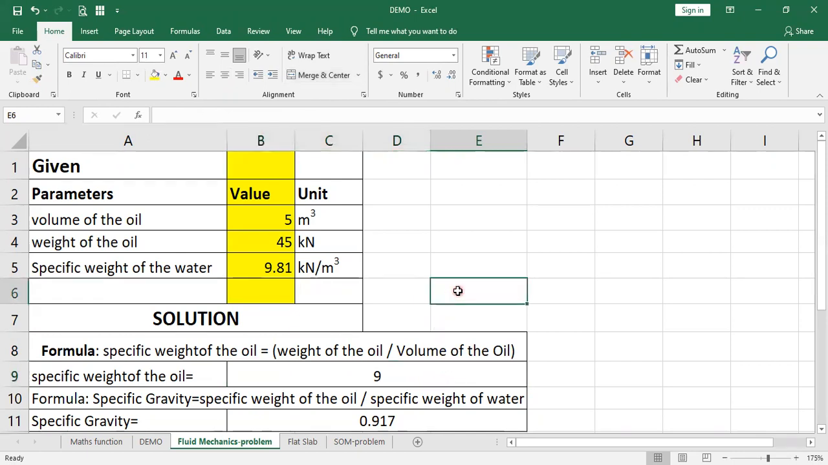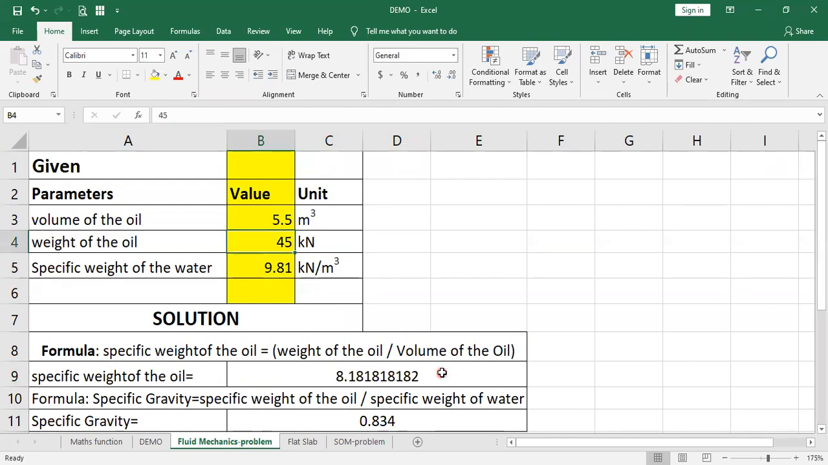We can do it even, this is 45 divided by 5. Though I am telling this is the simple formula, if there are certain complex formulas, in that case you have to always remember this thing. Now once it is done, I can just click on this. Suppose I want to make it 5.5. Just look at this value now. It will get automatically changed.